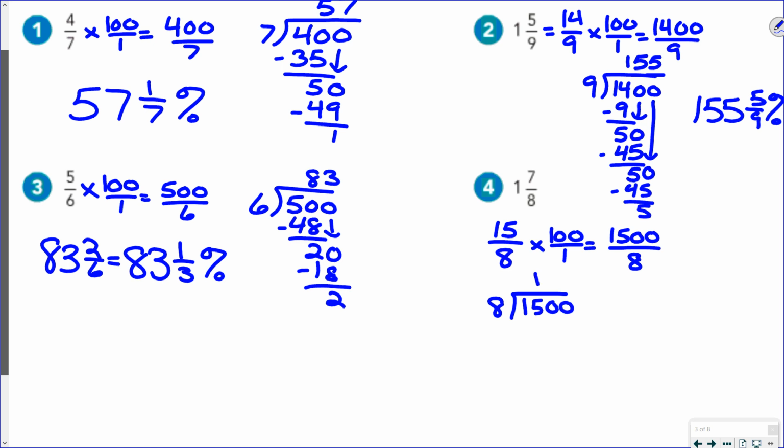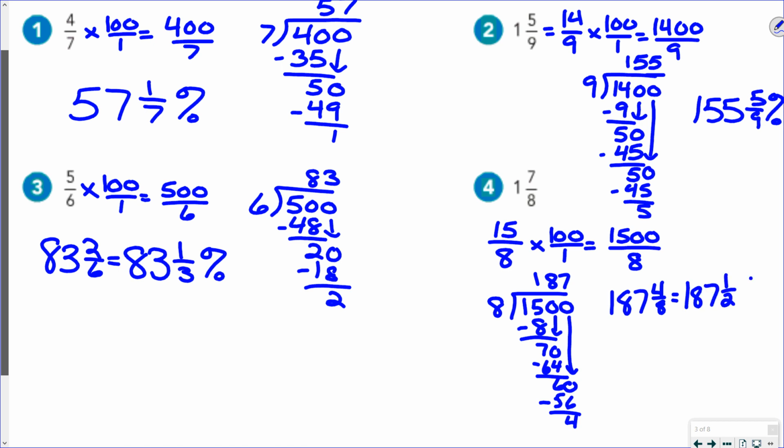8 goes into 15 once. 8 goes into 70 8 times. 8 goes into 60 7 times. And so we would have 187 and 4/8, which simplifies down to 187 and 1/2%.